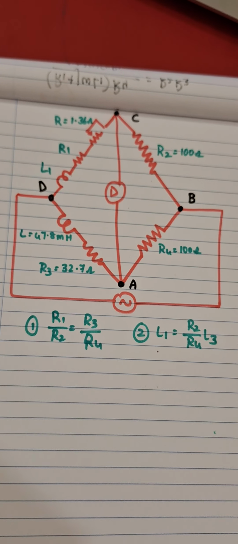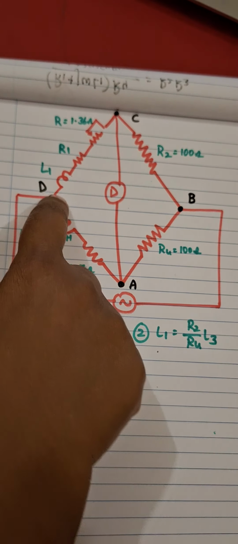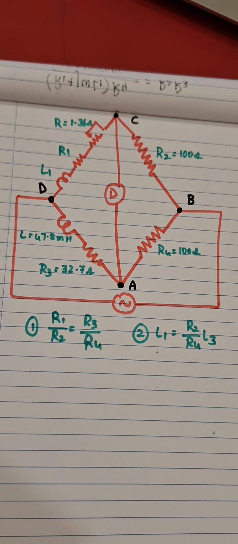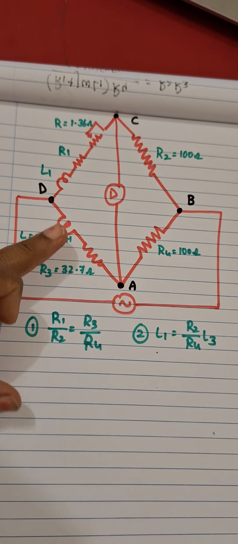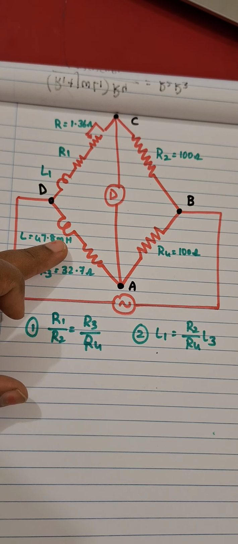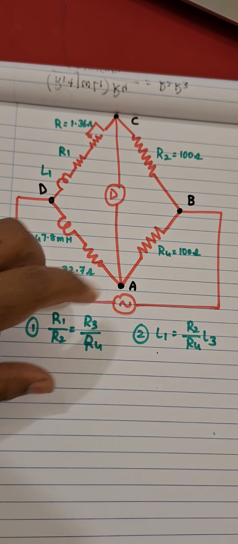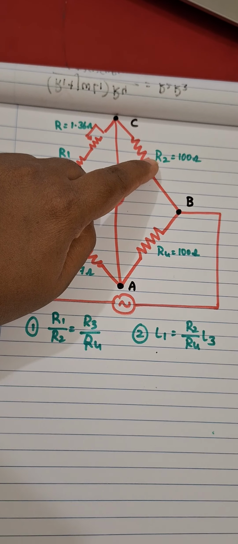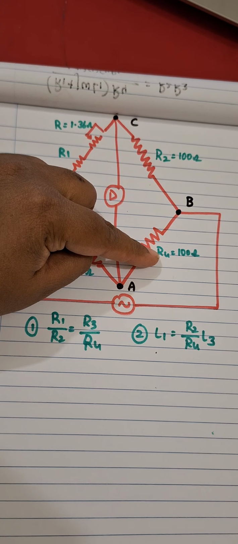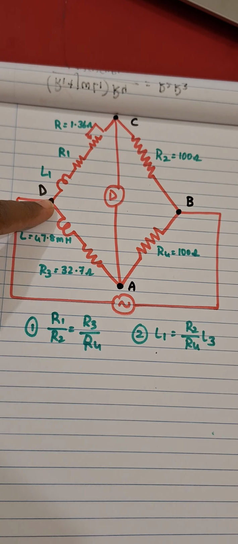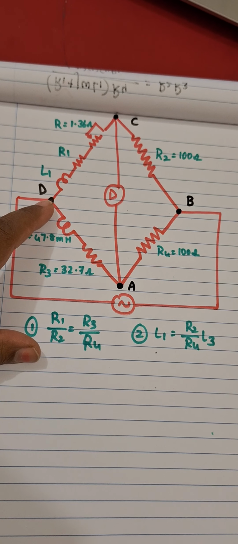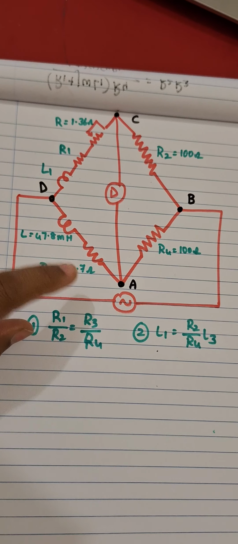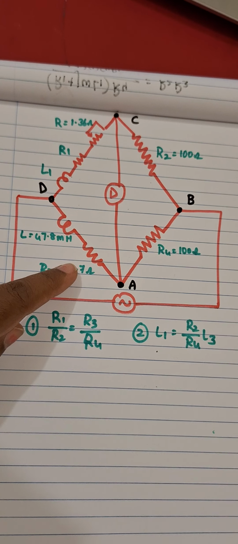So the question is saying the four arms, means 1, 2, 3, 4 arms, 4 legs, of a Maxwell's bridge network. The question is also confirming that it's a Maxwell bridge network. The arms are as follows. AB and BC are non-inductive resistors of 100 ohms each. So these two are 100. The DA means this arm. DA is a standard variable inductor of resistance 32.7. So they gave the resistance value.